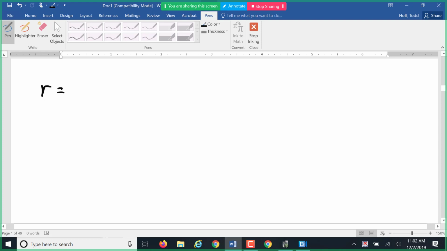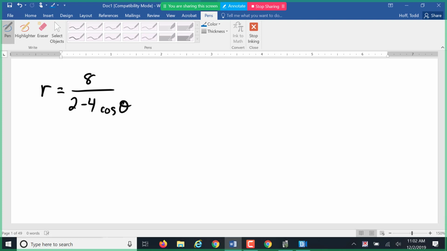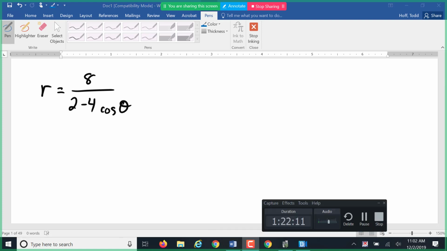R is equal to, let's do, 8 over 2 minus 4 cosine theta. I'm going to give you guys about a minute to put that in our standard form. In other words, get it to where we can find e and p from that equation. So I'm going to give you about a minute to do that. Find e and p.